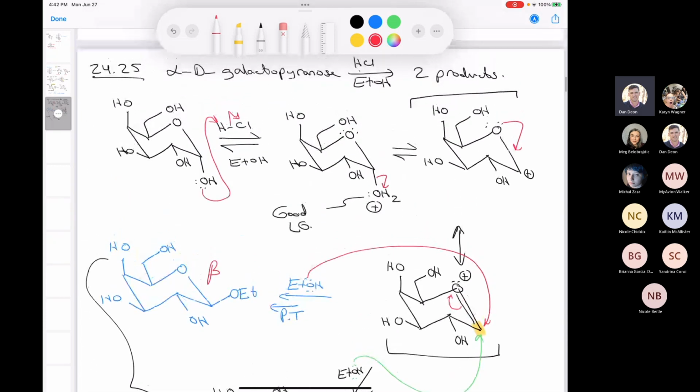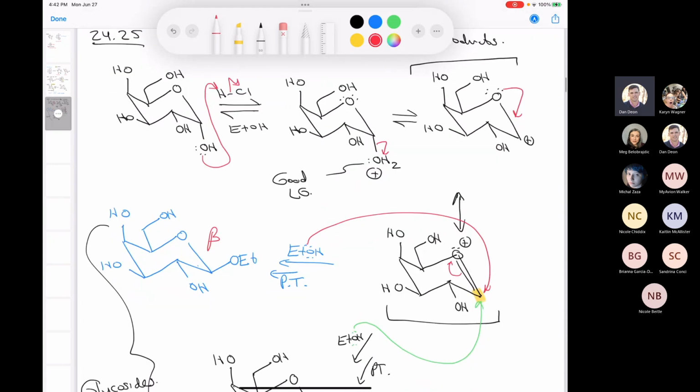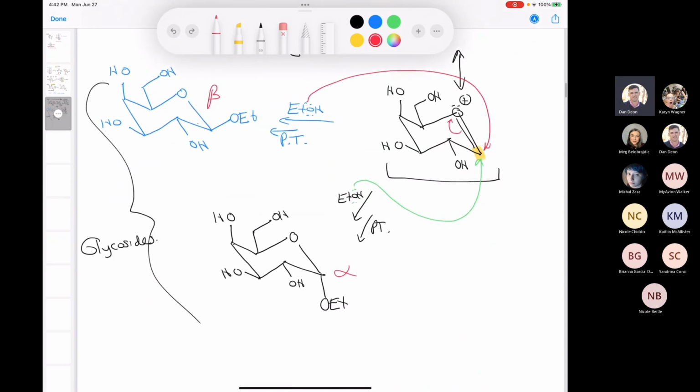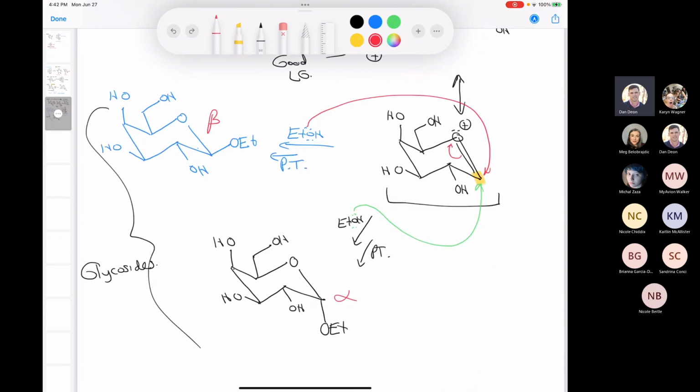So that's a little bit of mechanism and how you can take something like alpha D-galactopyranose and end up with a pair of compounds that we call anomers. Since you have beta and alpha, technically they're stereoisomers, they're diastereomers, but the correct name, since they differ at the anomeric carbon, is that they are anomers of each other. Anomeric center.